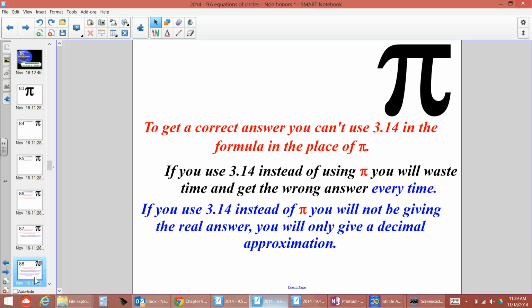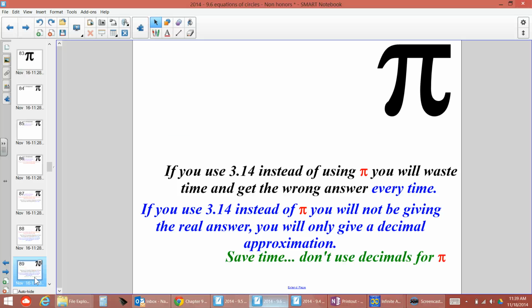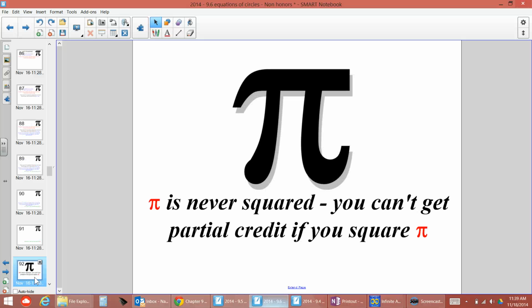You'll give me an approximation. I want to know what the exact answer is. So don't use decimals for pi. Just leave it alone. Okay? So right here. Also, pi is never squared. You can't get partial credit if you square pi.